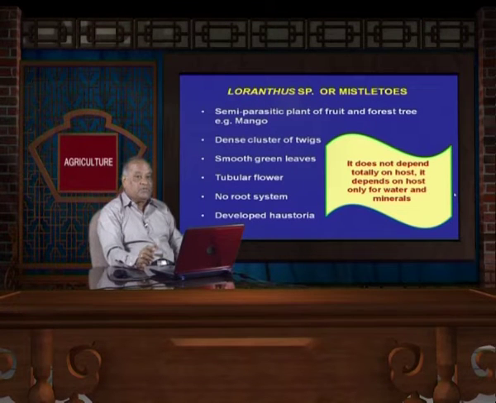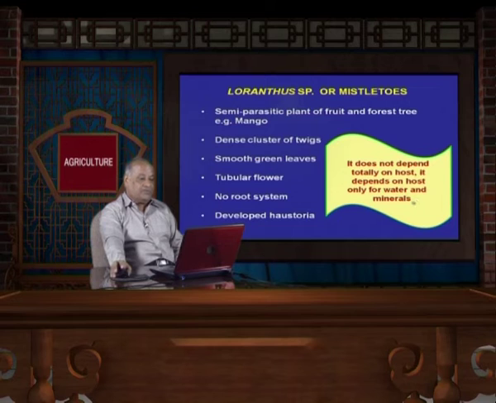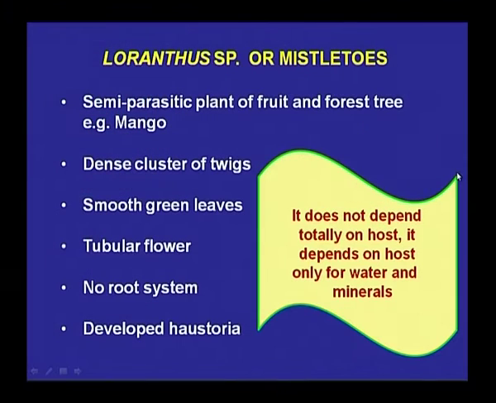Then we come to the second very important phanerogamic parasite, which is Loranthus. It is also commonly known as mistletoe. It is a semi-parasitic plant of fruit and forest trees. For example, mango trees are often parasitized by this type of parasite.